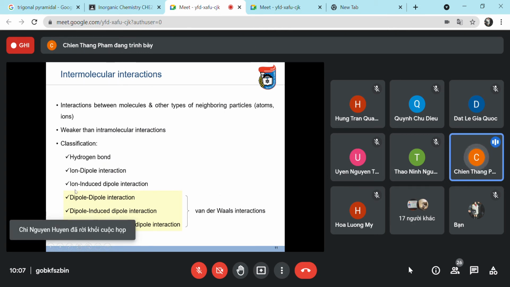The next two interactions are related to ions. We call them ion-dipole or ion-induced dipole interaction. And the last three interactions belong to the van der Waals interaction, which is also well known as the type of interaction related to the dipole interaction. And now we can consider each particular interaction.